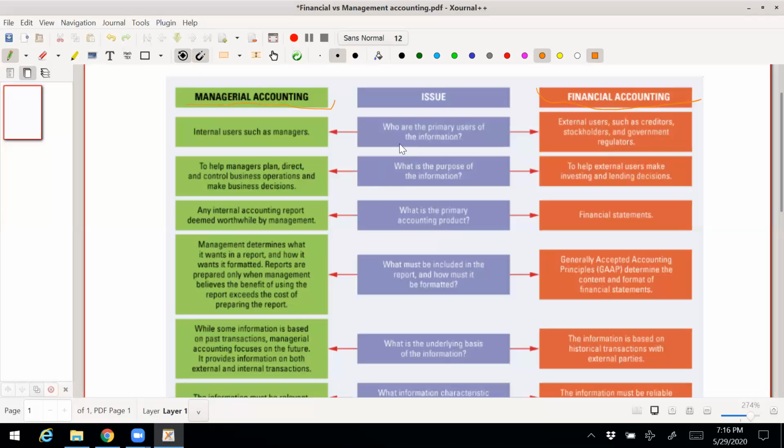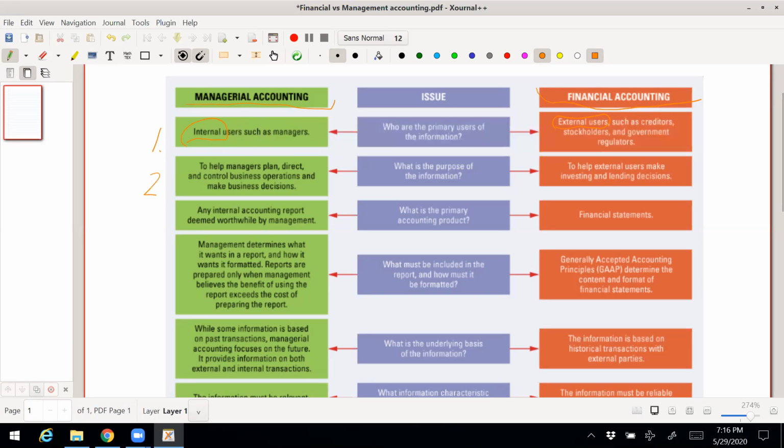So the first thing is: what's the primary user of the information, right? When you learn financial accounting, you should already know it's for external users. What's the meaning of external users? Investors, right? Creditors, when you want to get a loan from the bank. Investors, when you want to issue stock to the market. On the other side, managerial accounting is for internal users. So this is a very important difference, part 1. They serve different information users.